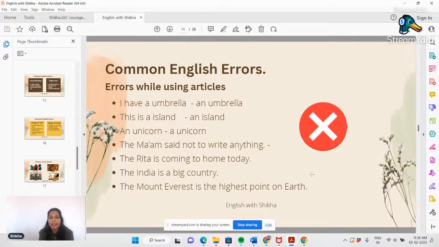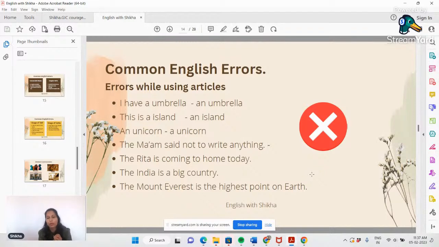So what are the errors which we do? Here we have added all the kind of grammatical things which we had learned from the last 4 days, right? So here I have an umbrella. Many times we say "I have a umbrella," but actually it is not "a umbrella," it is "an umbrella." But why is it an umbrella? Because before umbrella, we are getting a vowel sound.